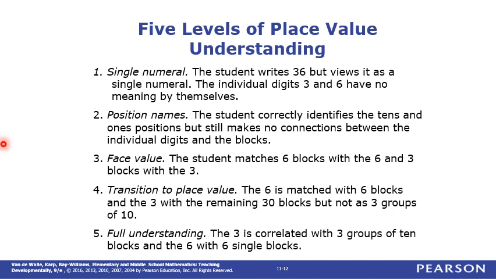In the second stage, which is called position names, the student correctly identifies the tens and the ones positions, but still makes no connections between the individual digits and the blocks. Then in stage 3, we're at face value. The student matches 6 blocks with the 6 and 3 blocks with the 3. And then in stage 4, we transition to place value. So the 6 is matched with 6 blocks and the 3 with the remaining 30 blocks, but not as 3 groups of 10. And then full understanding is that the 3 is correlated with 3 groups of 10 blocks and the 6 with 6 single blocks.